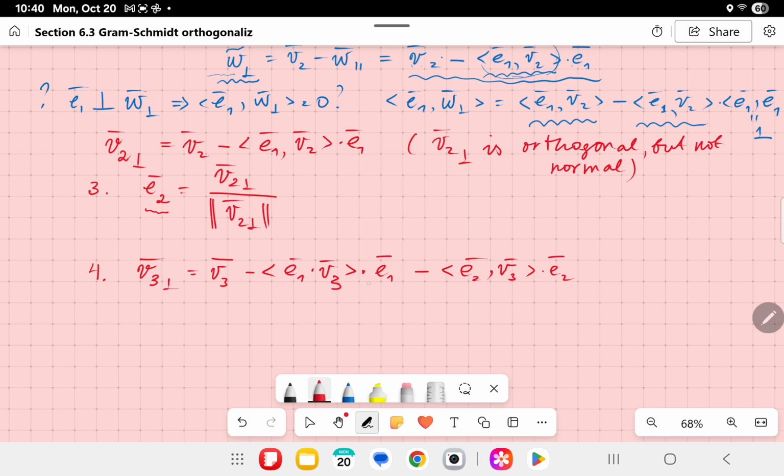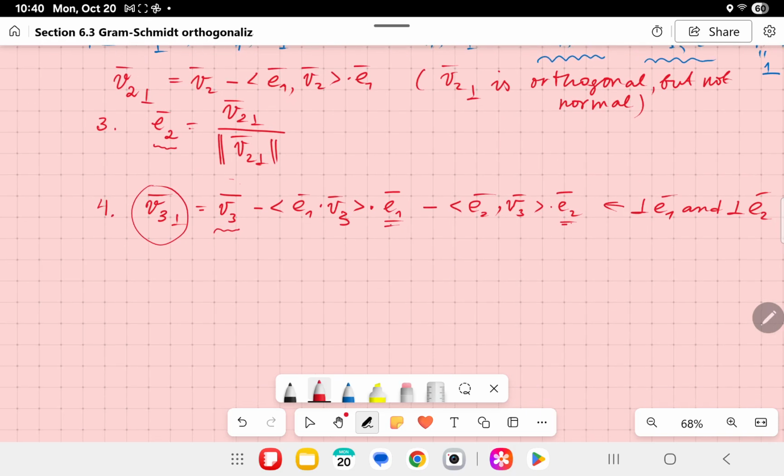So all parts of this vector which are parallel to this one and to this one are subtracted. So the remaining stuff must be orthogonal to these two. So this one is going to be orthogonal to E1 and orthogonal to E2, which is very good, but it's not a normal vector, so I'm going to normalize it. E3 is going to be V3 orthogonal divided over the norm of V3 orthogonal.